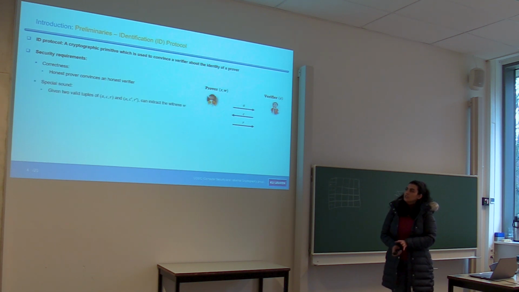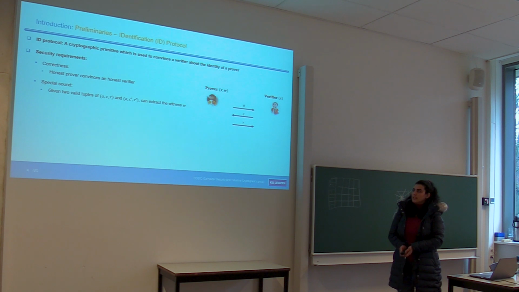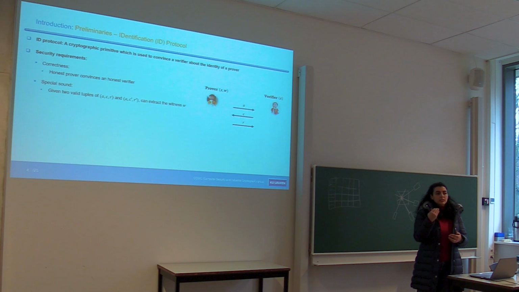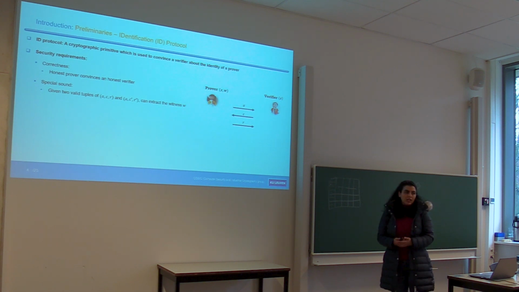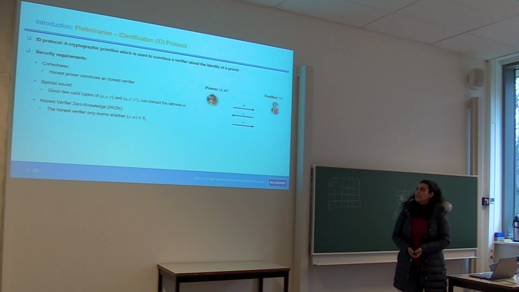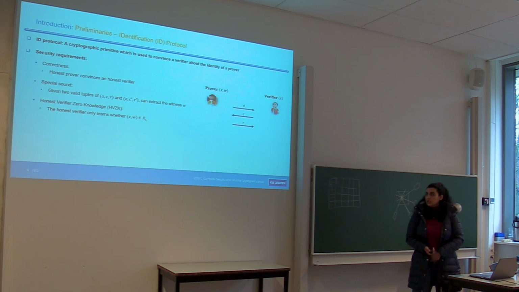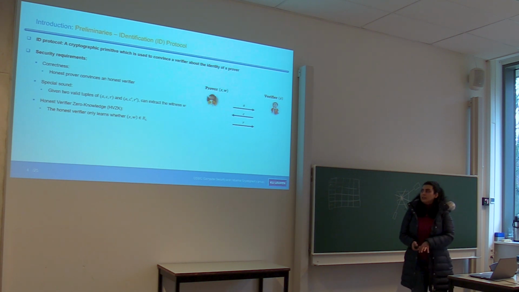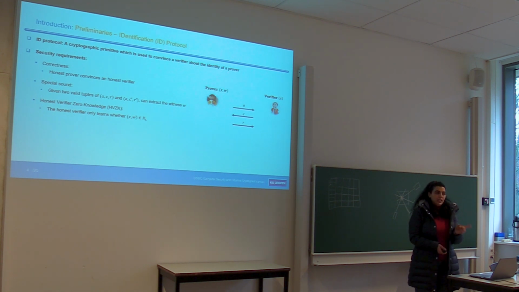The second security requirement is special soundness, which says that given two acceptable tuples (A, c, r) and (A, c', r'), we can extract the witness w. And the third requirement is honest verifier zero knowledge, which says that the honest verifier can only learn whether x and w are in the relation R_L.